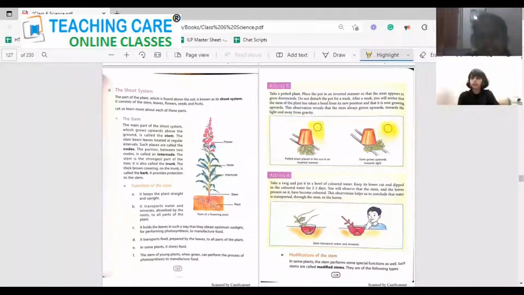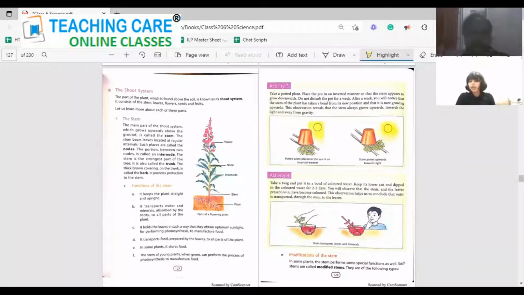Now for example, in smaller plants like shrubs, we call it a stem. When it is in larger trees, we call it a trunk. The thick, rough covering over the trunk is called the bark. What is the need of the bark? It is to protect the stem. Yes, protection. Can you read out the functions?